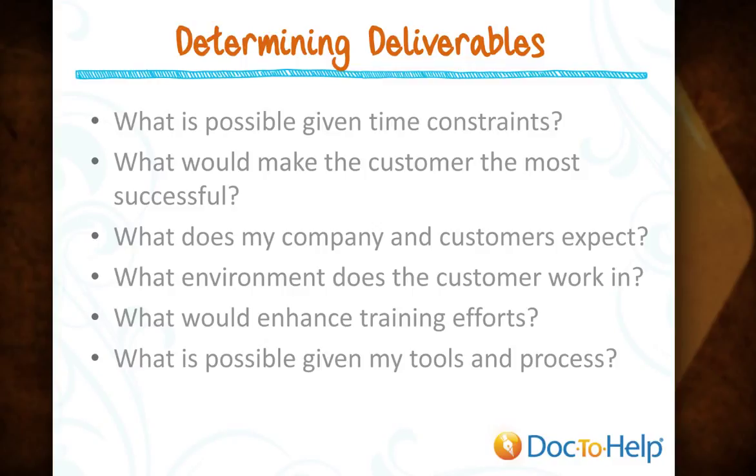If you're selling a product that has a very high price, such as a car, customers may be disappointed if it doesn't include a manual. We will discuss the importance of the customer's work environment in a minute. It's a big consideration. If your deliverables can double as training materials, that's always a good thing. And your tools and processes are important. For example, if you single source, you can create more deliverables than if you don't.